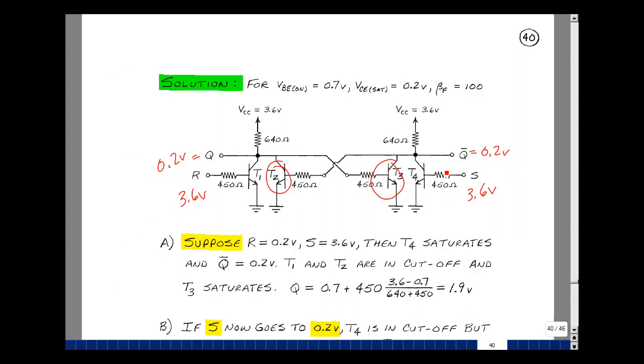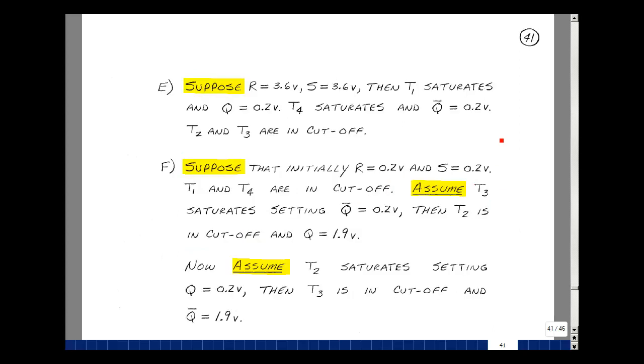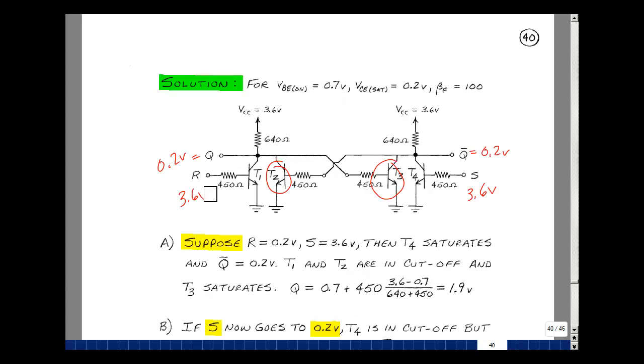So Q and Q bar are not complements of each other. And we normally avoid this state in a flip-flop, but it can happen in an electronic circuit, and this is what's going to happen to the circuit. It's really not functioning as a normal flip-flop. Now the final state. Suppose that we let R and S be equal to 0.2 each. Go back to page 40 again and erase all this. That'll be covering our last possibility for inputs.